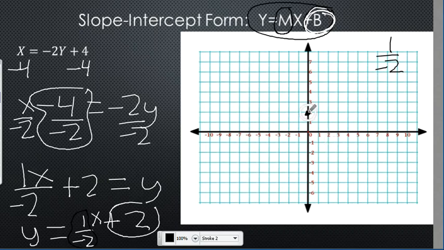So that means from our y-intercept, our top number tells us we're going to move up 1. Our bottom number tells us that we're going to move to the left 2. So we move up 1, to the left 2, up 1, to the left 2, and there is our line. Okay, and we did a graph of that line using slope-intercept form.